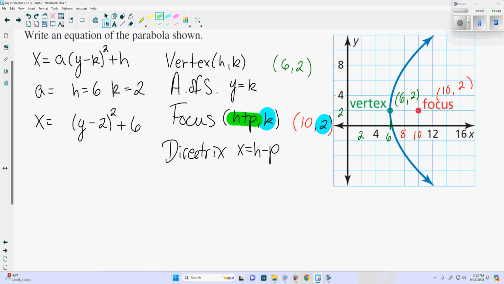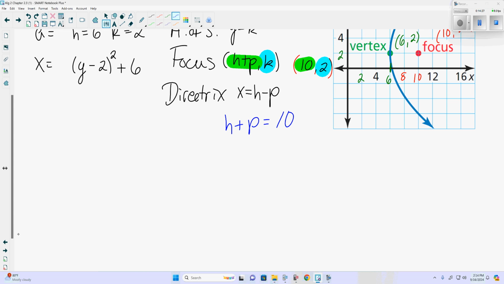But h plus p is taking the place of 10, yes? So I know that h plus p should equal 10, yes? Do we know h? Do I know what the value of h is? 6. So 6 plus p is equal to 10. We just need to first solve for the value of p. We can do that by what? Subtracting 6. So p is equal to 4.